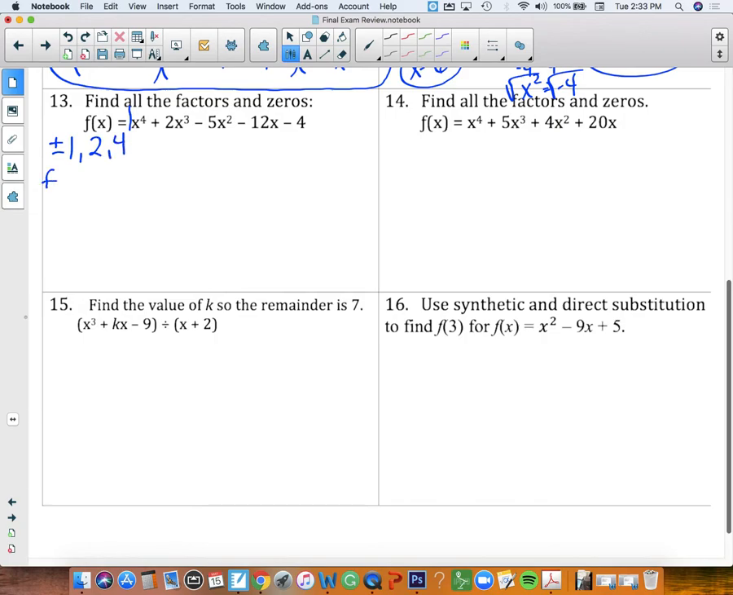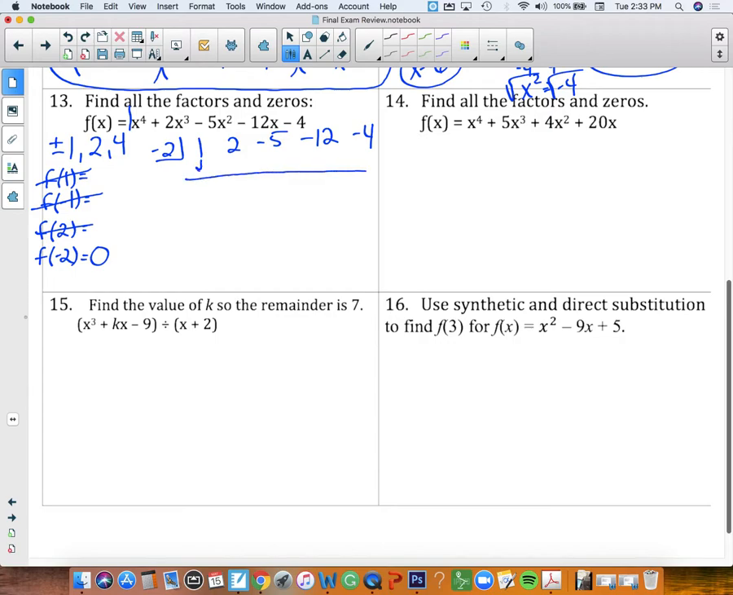Then you start plugging them in to see which one is going to give you a 0. Once you hit one that gives you a 0, that's what you have to divide out. When you start plugging them into your calculator, that's not going to work, that's not going to work, that won't work, negative 2 is the one that gives us a 0. So then we can put negative 2 in our box, and use synthetic division to break it down.